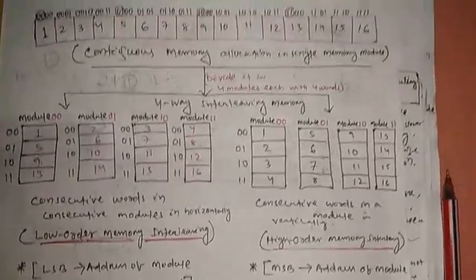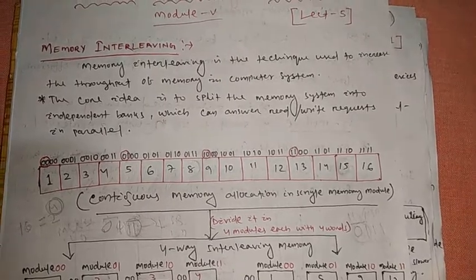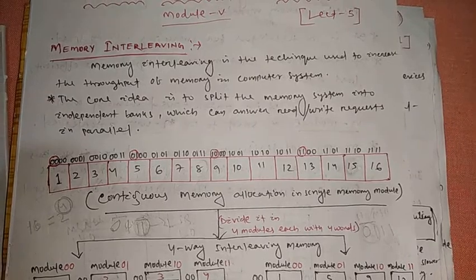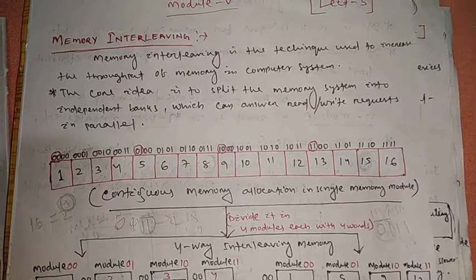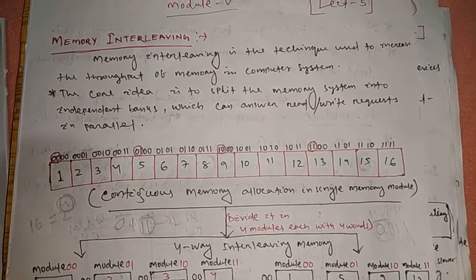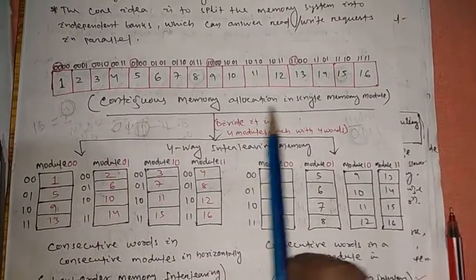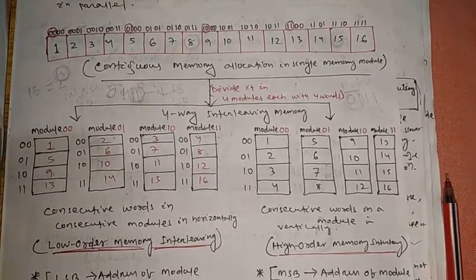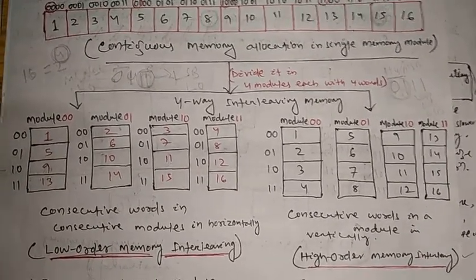Get it? So what do you mean by memory interleaving? Memory interleaving is a technique used to increase the throughput of memory in a computer system. The core idea is to split the memory system into independent banks or blocks which can answer read and write requests in parallel. By dividing the contiguous memory location or single memory module into multiple modules, we can achieve parallel processing.